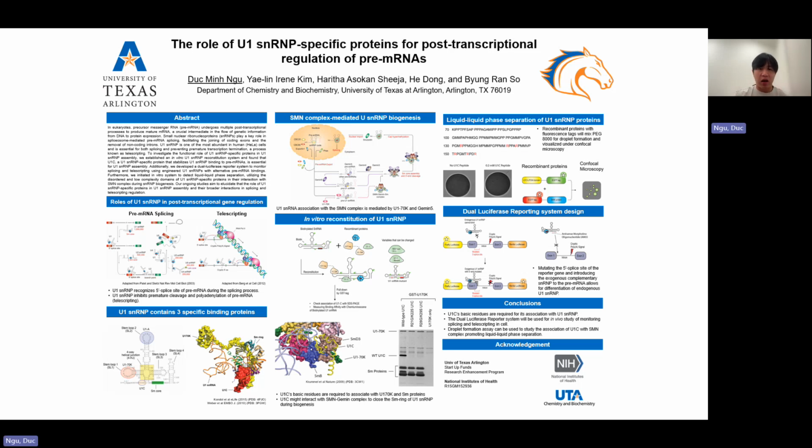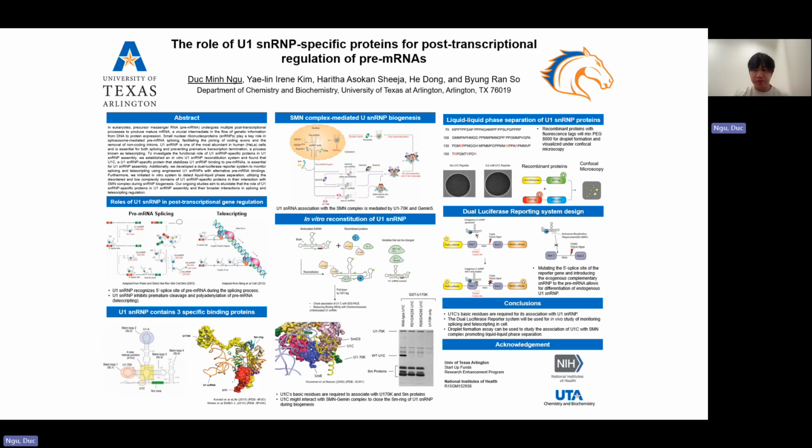Another project we recently initiated is the liquid-liquid phase separation of U1C protein. U1C at the C terminus contains several arginine residues, which can promote liquid-liquid phase separation when mixed with PEG 8000. We can then see droplet formation under the confocal microscope. For clearer visualization, we also incorporate a fluorescent tag to see the droplet formation.